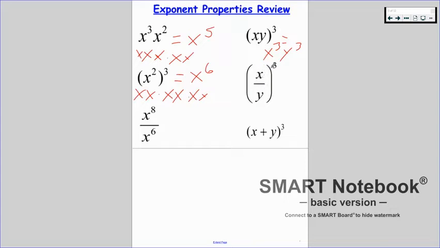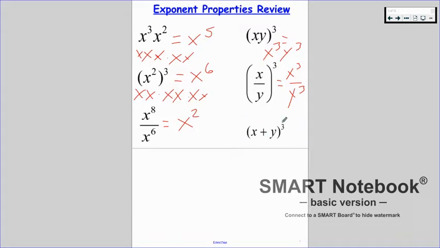Next one, I have a quotient raised to a power. So here I'm going to apply the 3 to both the numerator and denominator. So I get x to the 3rd over y to the 3rd. This one, I have x to the 8 over x to the 6. So imagine I'd have 8 x's being multiplied in my numerator, 6 x's being multiplied in my denominator. So I'd end up with everything canceling out from the denominator on the bottom, and I'd be left with x squared on the top, 2 x's being multiplied.